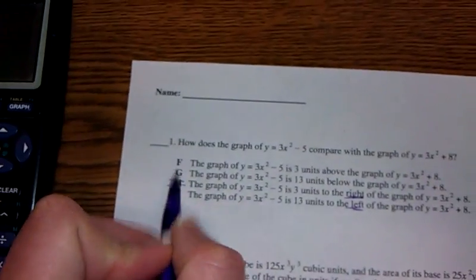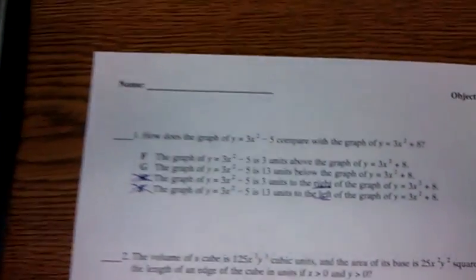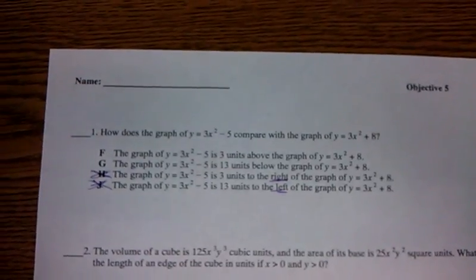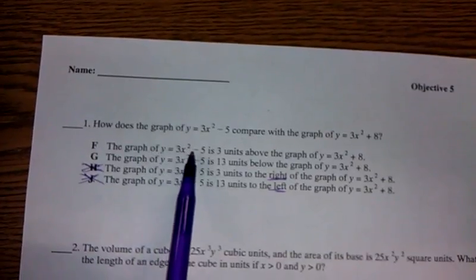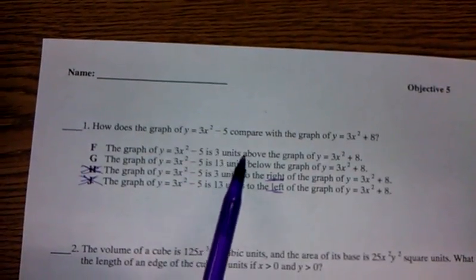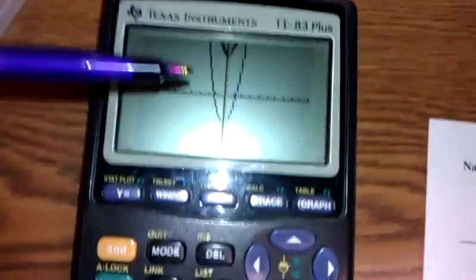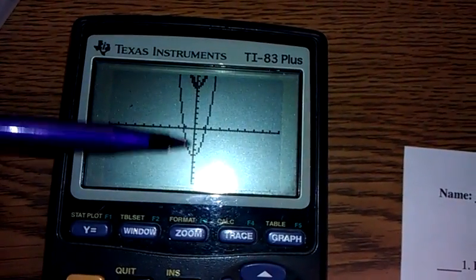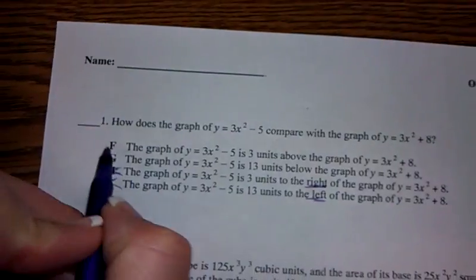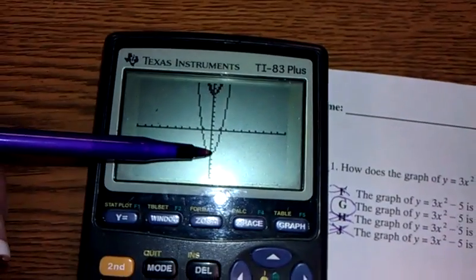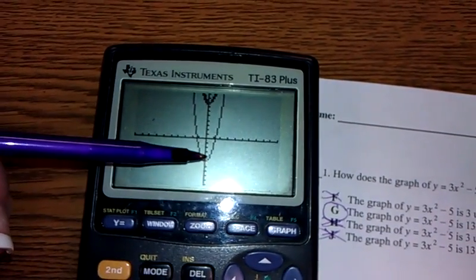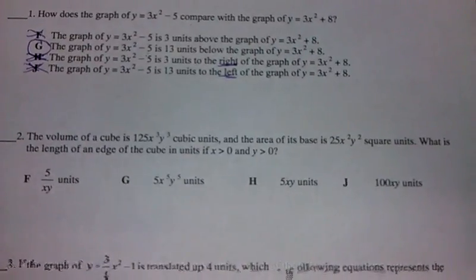And remember that when you have 4 answer choices on that test and you cross out 2 of them, man, that helps you relax so that you can focus on the other answers. The next one says the graph of 3x squared minus 5 is 3 units above the graph. Wait a minute. That's nowhere close to 3 units above anything. So it's not this, so it must be G. Well, yeah, it's saying that the minus 5 one down here is 13 units below, and if you counted them all, it is. All right, there's number 2.